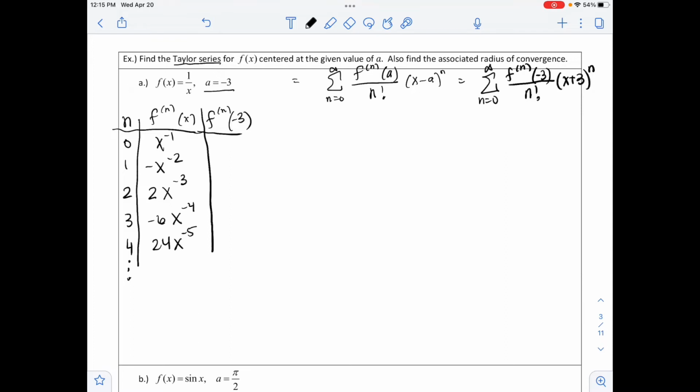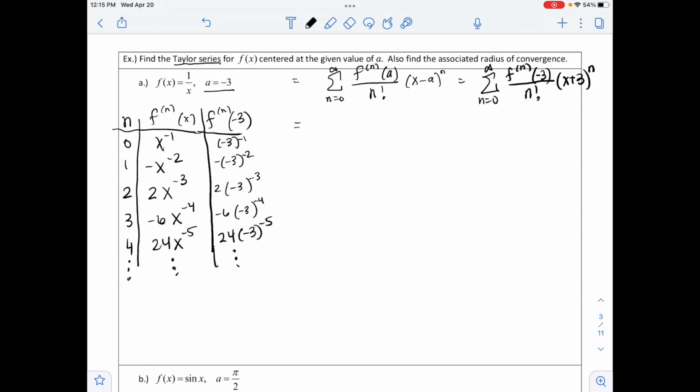And so the first one that we have would be -3 to the negative first. Then we have -3 to the negative second, 2 times -3 to the negative third, -6 times -3 to the negative fourth, and then 24 times -3 to the negative fifth. And again, these would both continue on, especially if we need more terms. And sometimes you do need more terms just to kind of see that pattern. So let's go ahead and write these out.